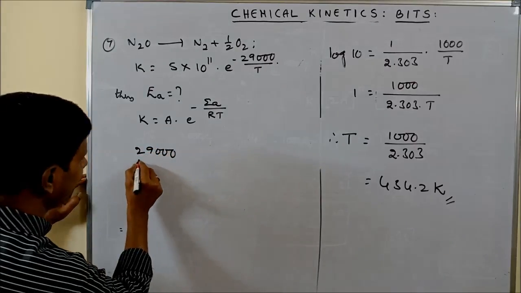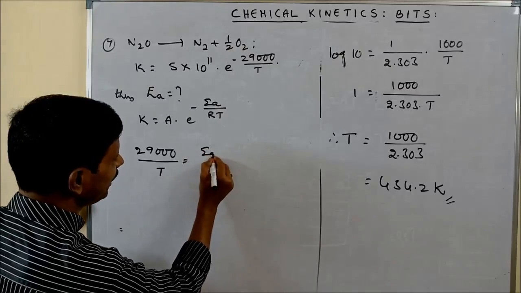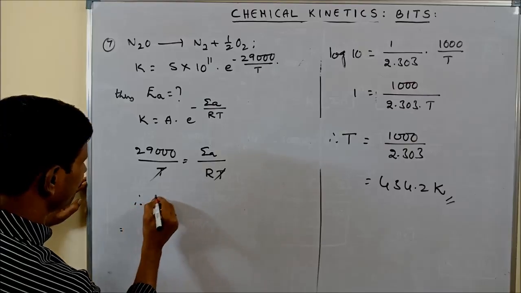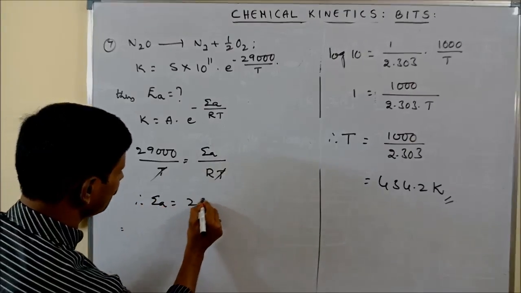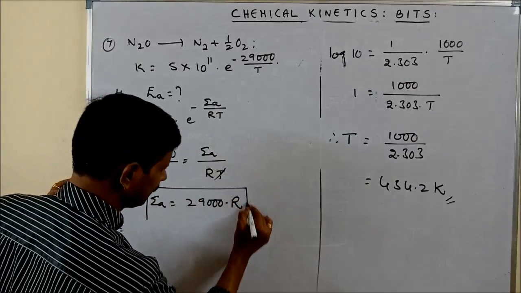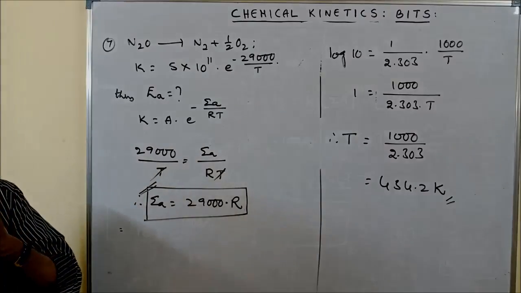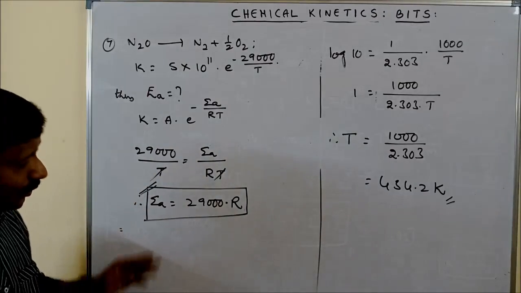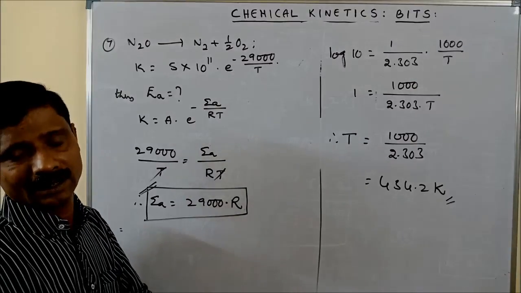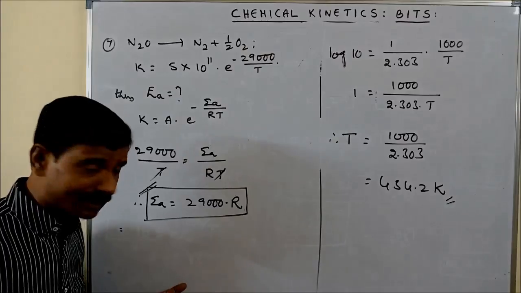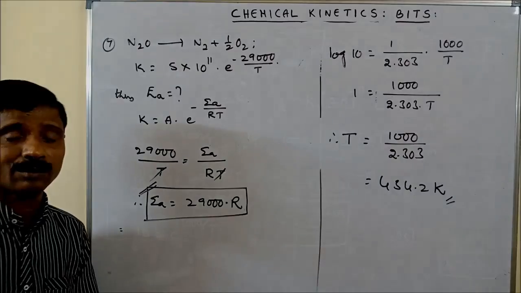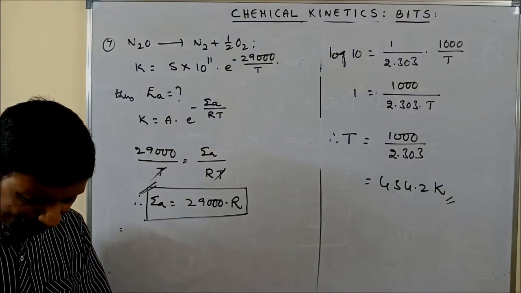According to this, 29,000 by T equals EA by RT. So T is going to be cancelled. Therefore EA equals 29,000 into R. As for the expression, if they mention it in joules, we have to multiply with 8.314. If it is in calories, you have to multiply with 2. So this is another important model related to the rate.